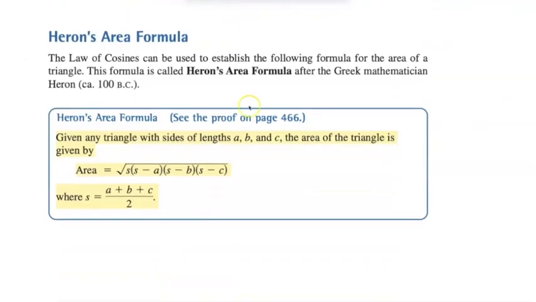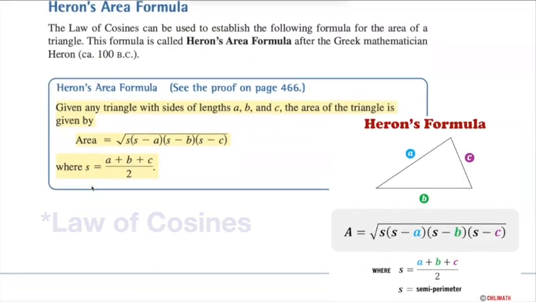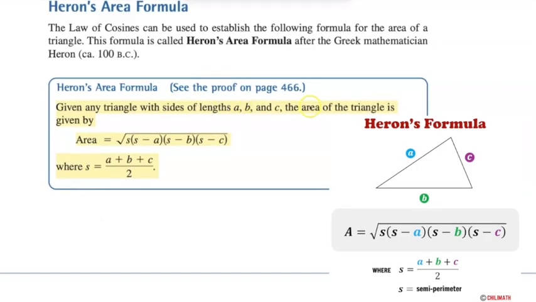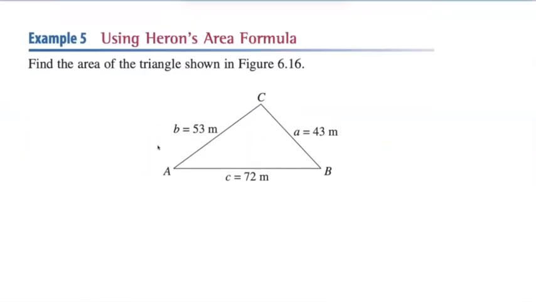This is Heron's formula. It was founded by the Greek mathematician Heron. He found out basically a corollary to the law of sines that given any triangle with sides A, B, C, the area of the triangle is given by area is the square root of S times S minus A times S minus B times S minus C. You might be like, what is S? Well, S is just A plus B plus C divided by 2. It's kind of a crazy formula. If you have all the sides of a triangle, you can figure out the area pretty simply. That's Heron's formula. And we're eager to find the area of this triangle here.